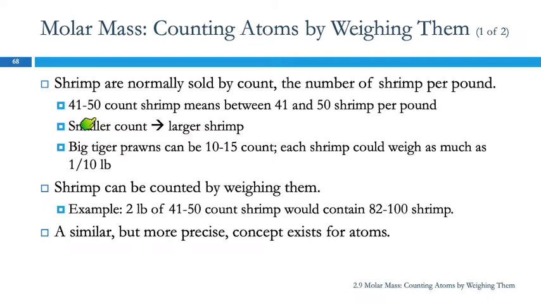So 41 to 50 count means that there'll be anywhere between 41 and 50 shrimp per pound. They're not all going to be exactly the same size, but they're going to fall into that category, right? So if you have a smaller count, that means you have larger shrimp, right? We can count shrimp by weighing them. So if you weigh 2 pounds of 41 to 50 count shrimp, that's going to be 82 to 100 shrimp, right? Because there's this many in each pound and you've got twice that much.